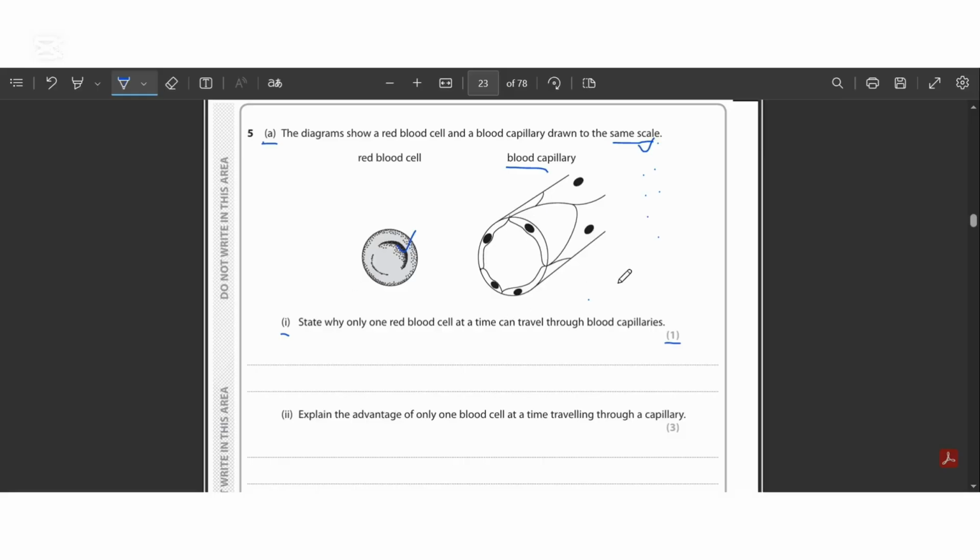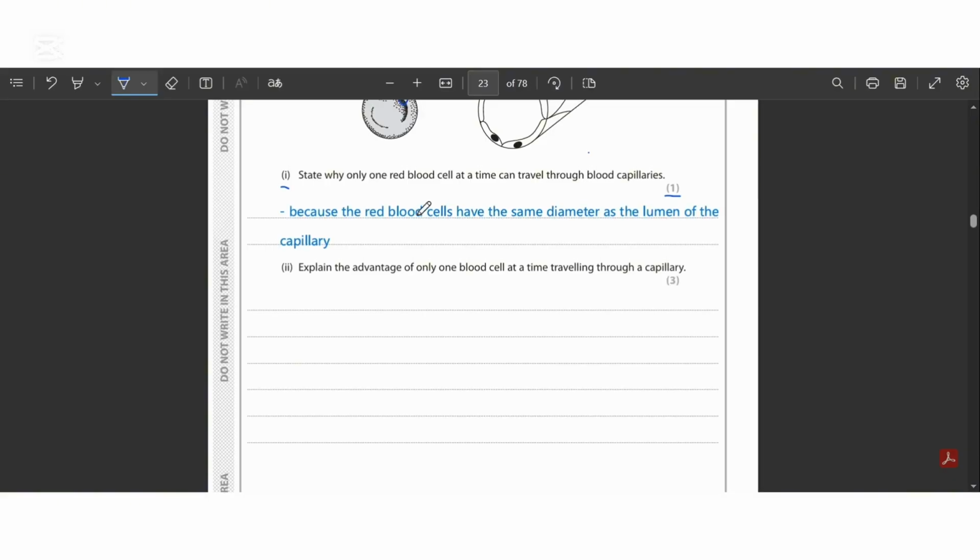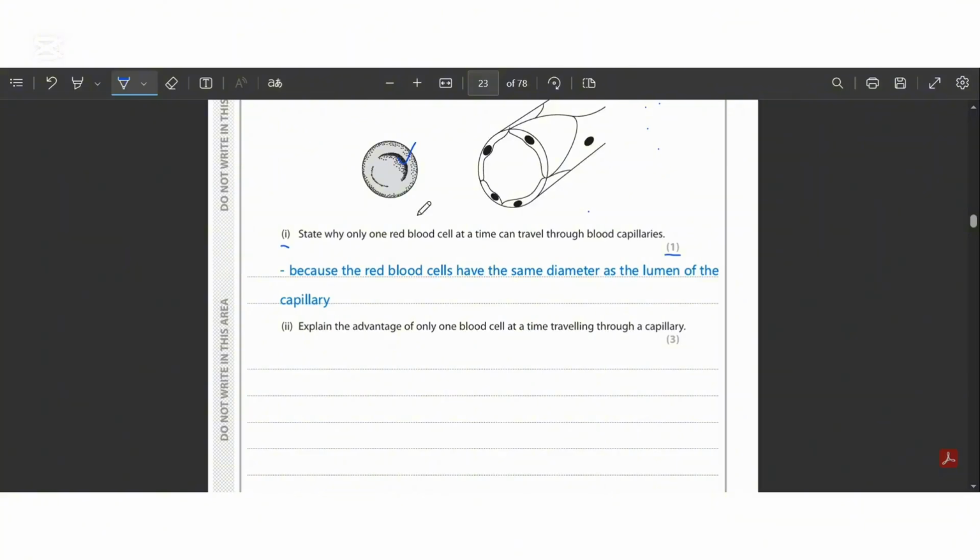Okay. Since they have asked, state why only one blood cell at a time can travel through the blood capillary, let's answer this question. Only one red blood cell is able to pass through the capillaries at a time because the diameter of the red blood cell and the diameter of the lumen is the same. Hence, only one red blood cell is able to fit at a time.